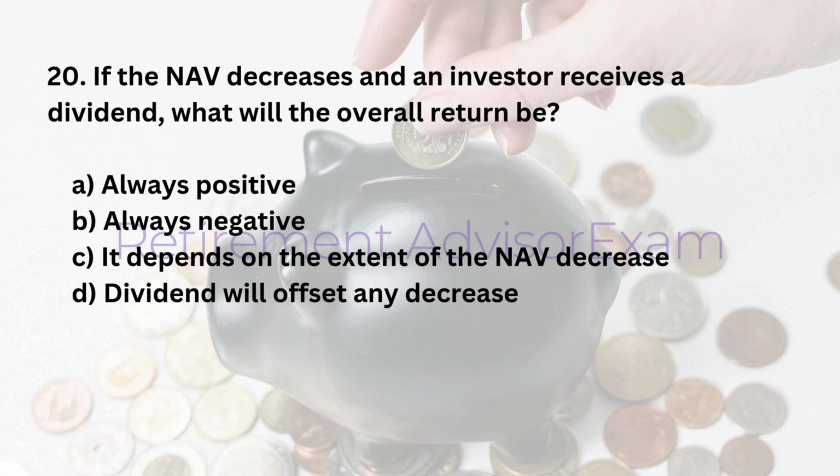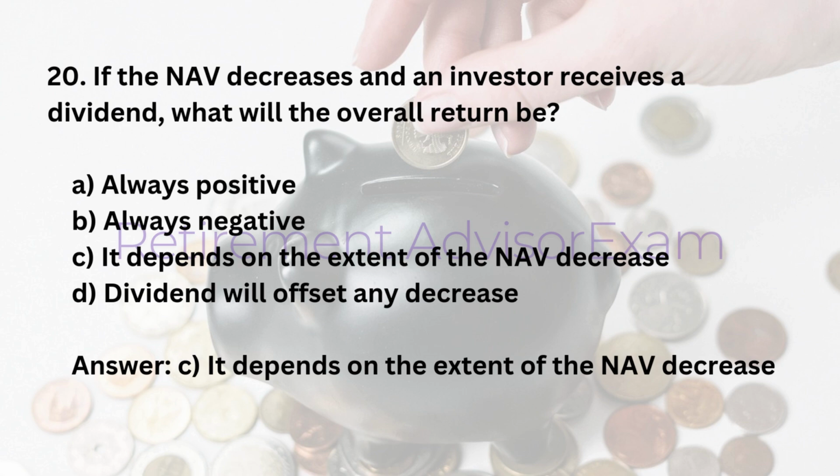20. If the NAV decreases and an investor receives a dividend, what will the overall return be? A. Always positive. B. Always negative. C. It depends on the extent of the NAV decrease. D. Dividend will offset any decrease. Answer, C. It depends on the extent of the NAV decrease.